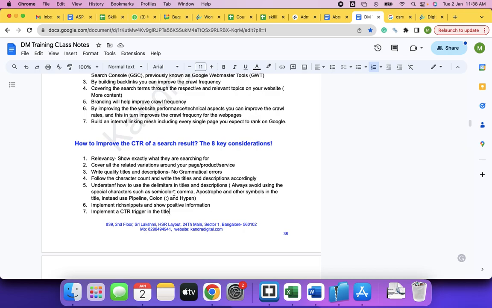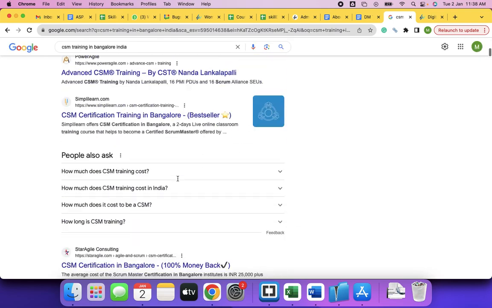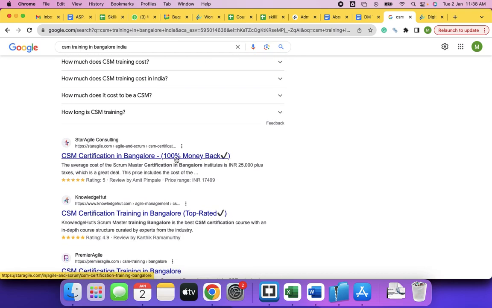So for example, now people are searching CSM training. Tell me what would trigger them to click on this result. Money back, money back, 100% money back. Okay. The good thing is you are able to identify the CTR trigger. But can you define what is a CTR trigger?